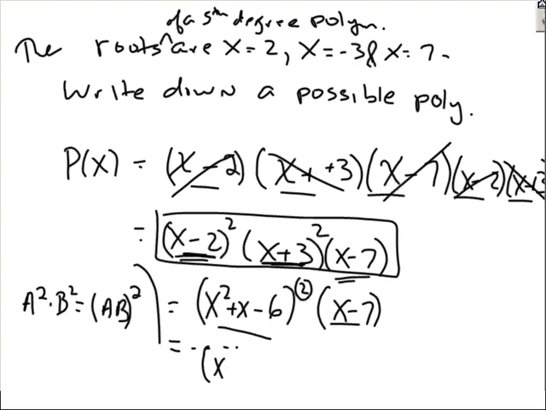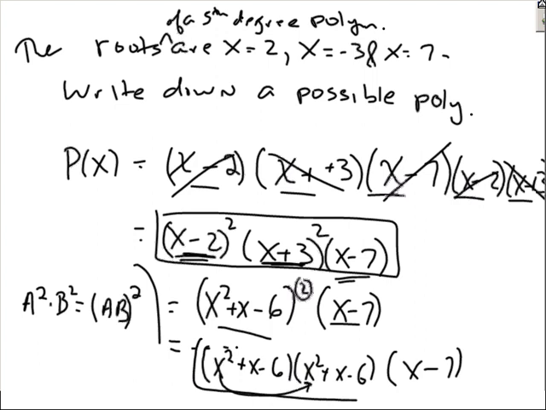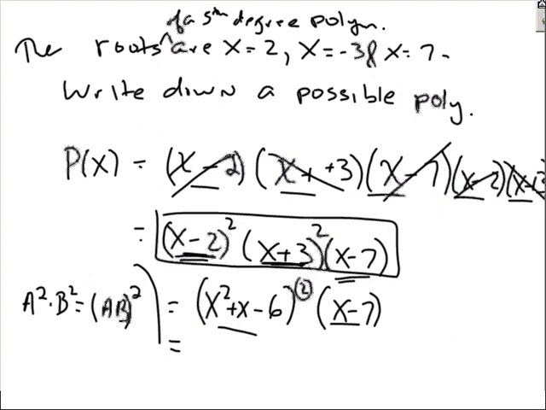Because at some point, when you're squaring these two, you will get x to the 4th. And then when you multiply that by x minus 7, this is going to have an x to the 4th. And when you multiply it by x, it'll give you x to the 5th. The highest power will be 5. Okay, so there's a polynomial of degree 5 that will have the desired zeros.